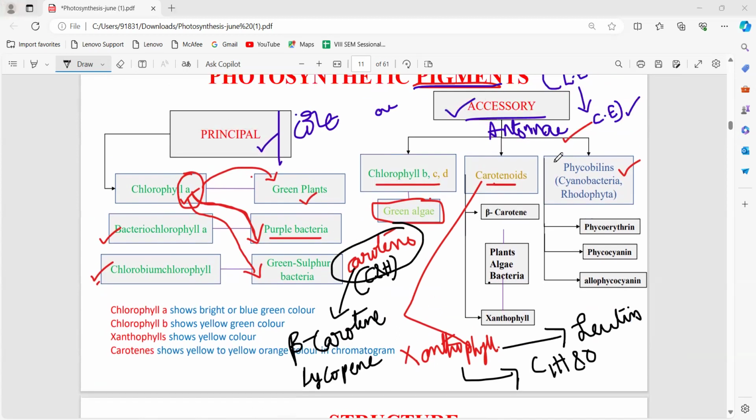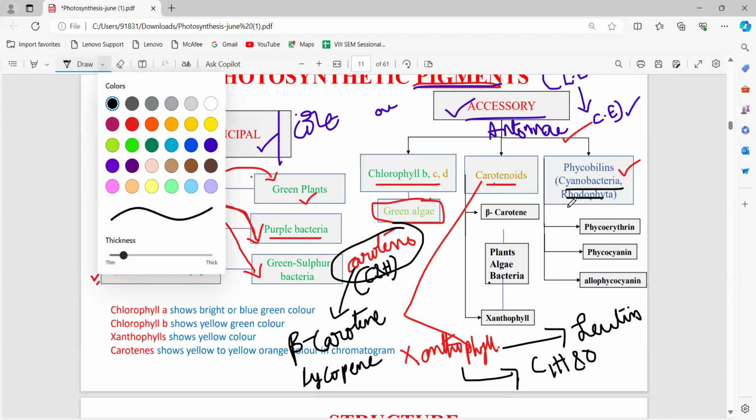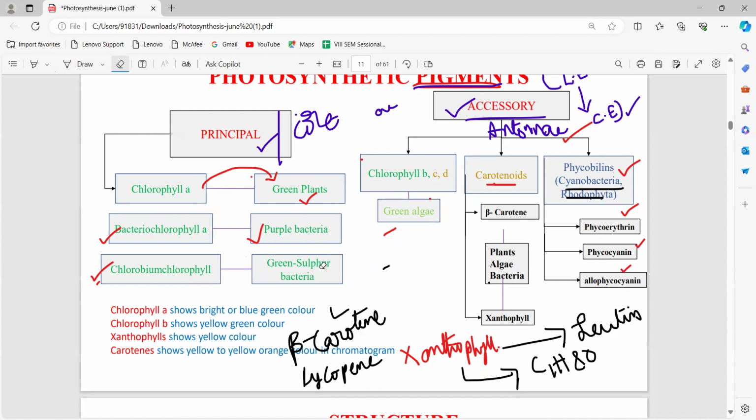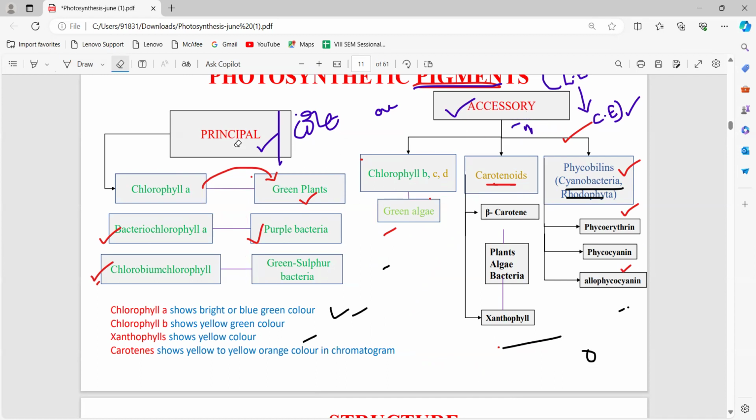Okay, now the third category of the accessory pigments, friends, we generally call the phycobilins. These phycobilins are most abundantly found in the cyanobacteria as well as the rhodophyta. Now, remember everyone, what are the best examples? We can say phycoerythrin, phycocyanin, as well as allophycocyanin. I want you to remember every single example from the exam point of view, because remembering the examples is the major core concept here.